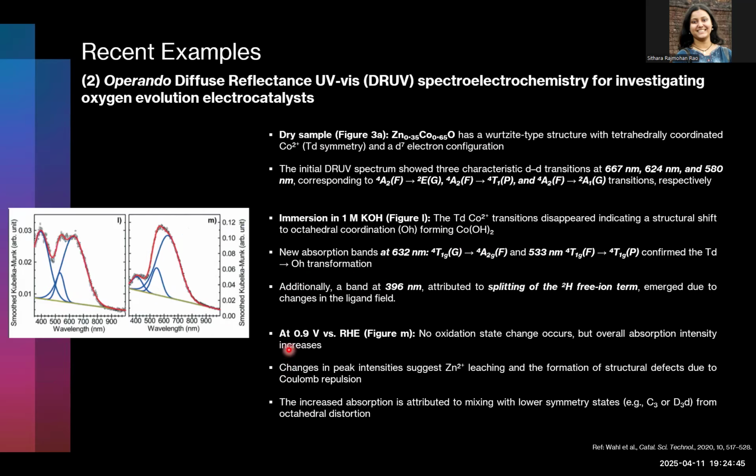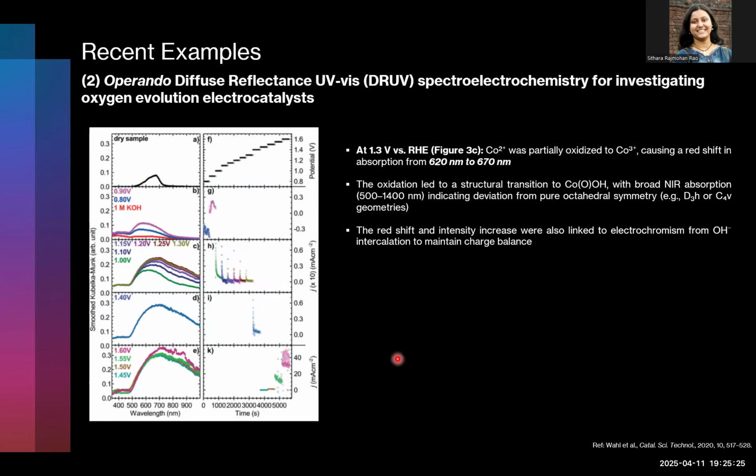When the potential was started to apply from 0.9 volt, no oxidation state change occurred, but the overall absorption intensity increased. As we can see here, the absorption is around 0.03, 0.02, but as soon as the potential is applied, the absorption intensity increased to around 0.12. They assumed the change in peak intensity might have been due to zinc leaching, as a result of which there might have been structural deformation. So it went from a perfect octahedral structure to a lower symmetry state. We know that octahedral symmetry is perfect symmetry, so d-d transitions are Laporte forbidden, but when the symmetry is lower, that is relaxed, thereby increasing the intensity of the absorptions.